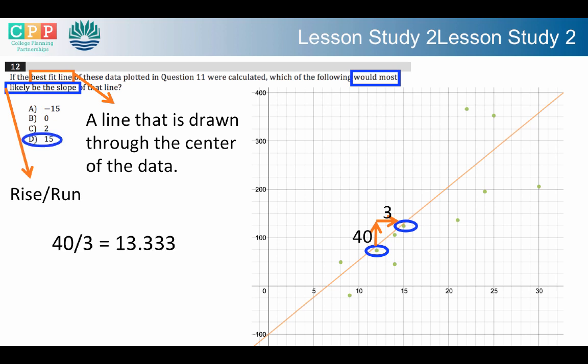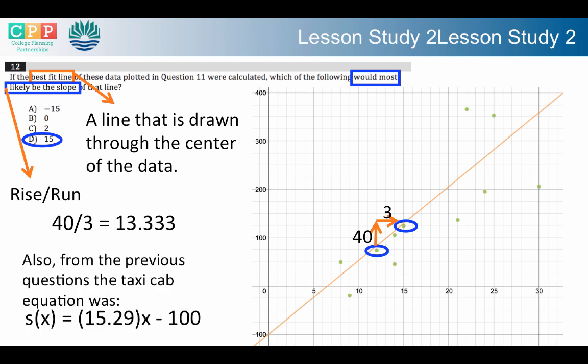Now you can also look back at question number 1 at our equation and say we were given this already. It's 15.29x minus 100. So what is the slope of that line? It's answer D. Please be sure to write down all these notes and be able to answer these questions.